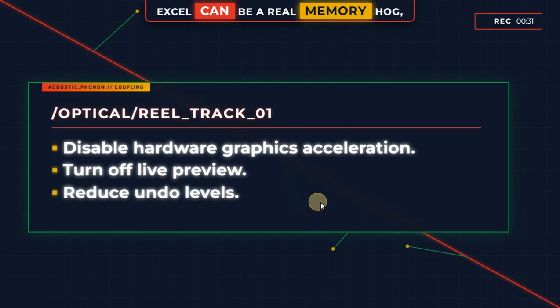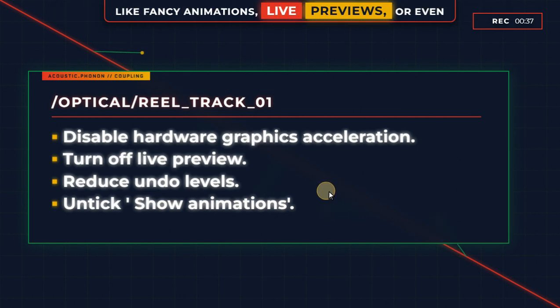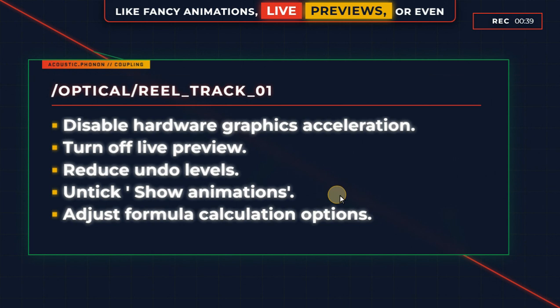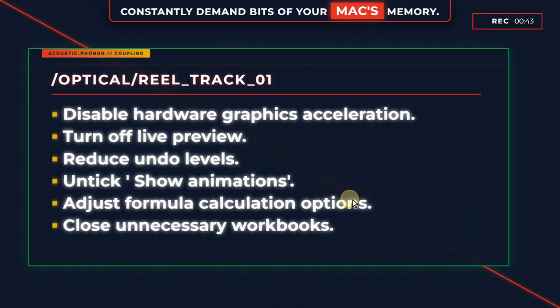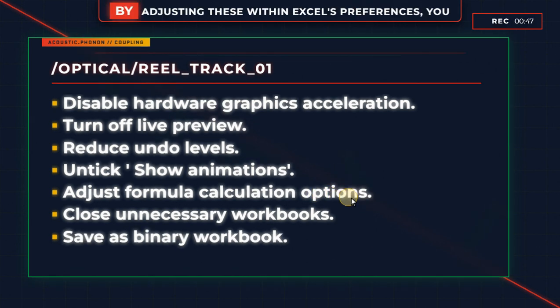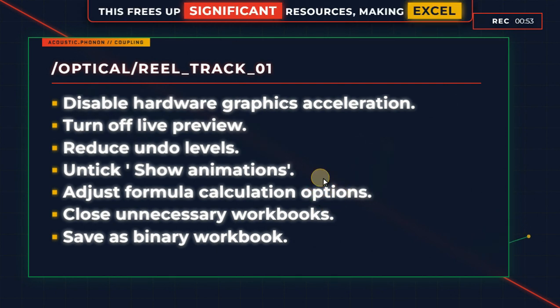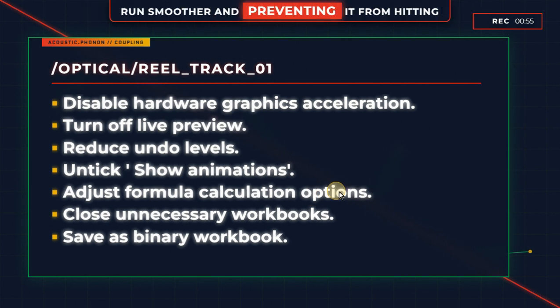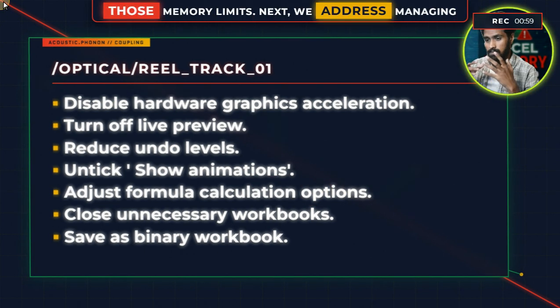Excel can be a real memory hog, especially with complex spreadsheets. Many built-in features like fancy animations, live previews, or even how many times you can undo something constantly demand bits of your Mac's memory. By adjusting these within Excel's preferences, you tell the program to be less greedy. This frees up significant resources, making Excel run smoother and preventing it from hitting those memory limits.